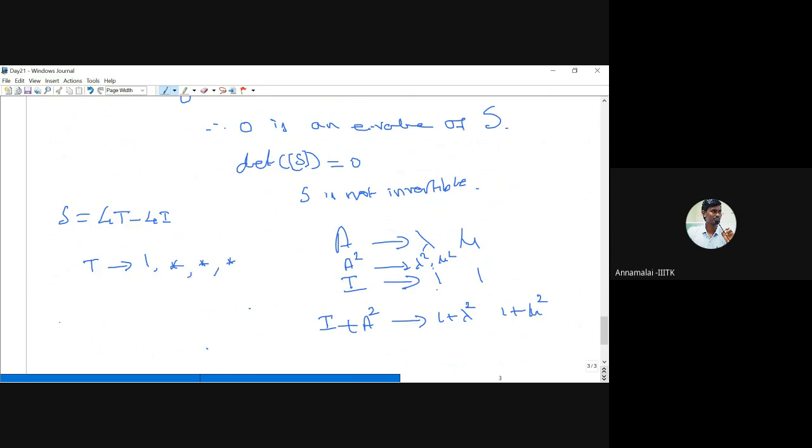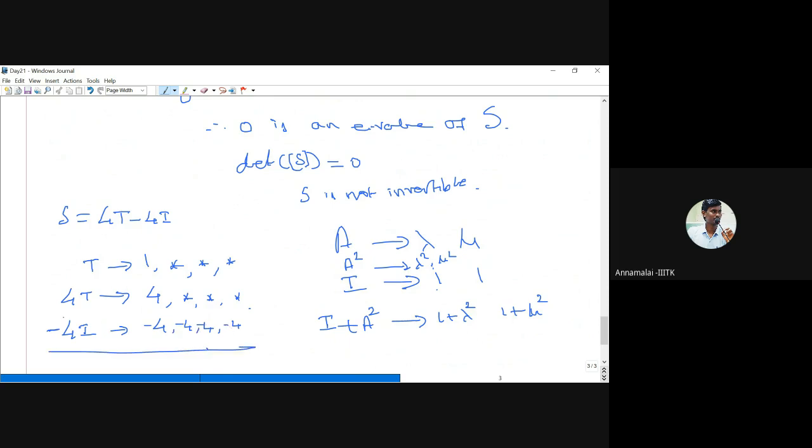Now, what are the eigenvalues of 4T? You just multiply 4 to each eigenvalue. Therefore, 4, star, star, star. Now, what are the eigenvalues of 4 times the identity matrix? The identity matrix eigenvalues are 1, 1, 1, 1, so multiplying by 4, we get 4, 4, 4, 4. Now we need the eigenvalues of minus 4 times I. You just multiply minus to each eigenvalue.